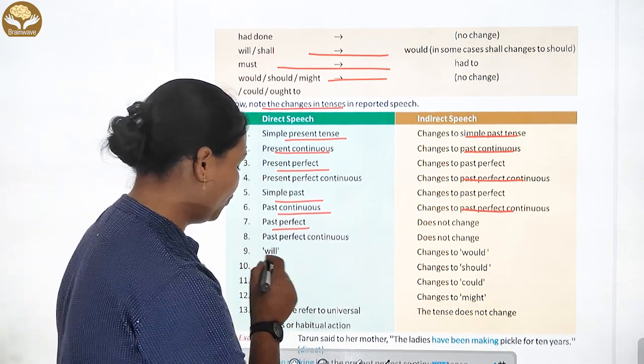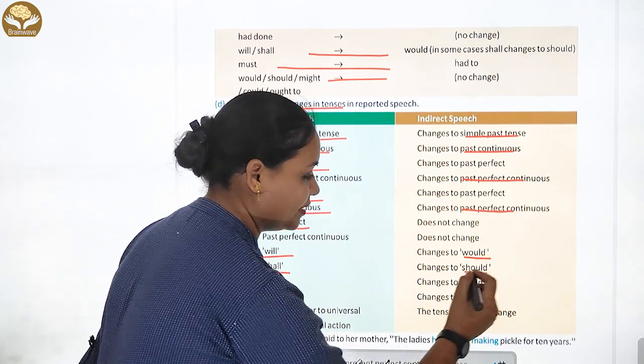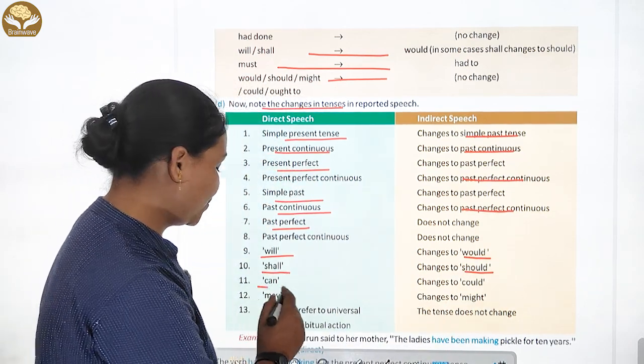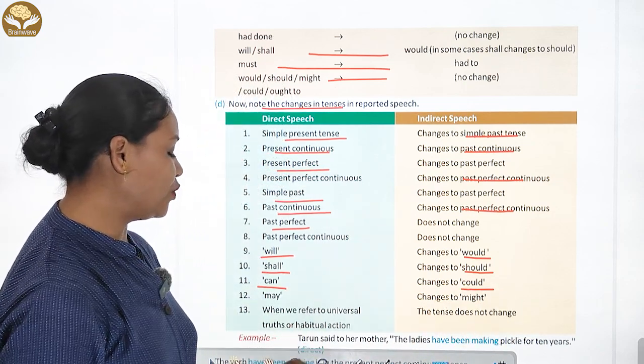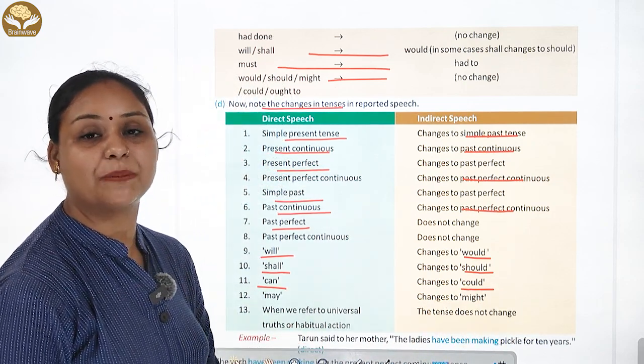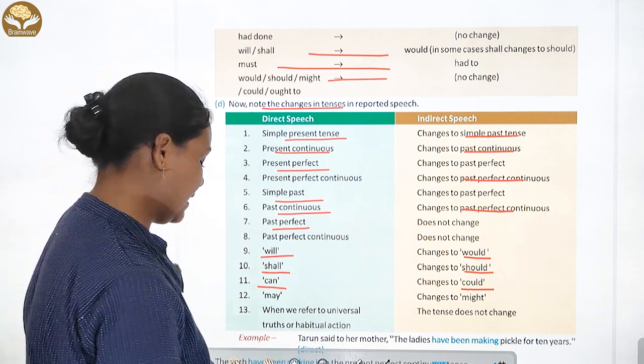आगे है will का would, shall का should, can का could, may का might और यदि कोई भी universal truth या फिर habitual action है वो no change. Okay, चलिए आगे बढ़ते हैं.